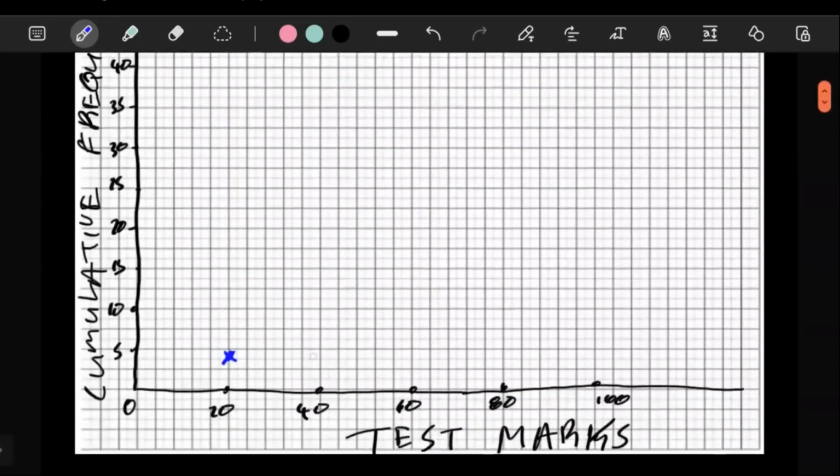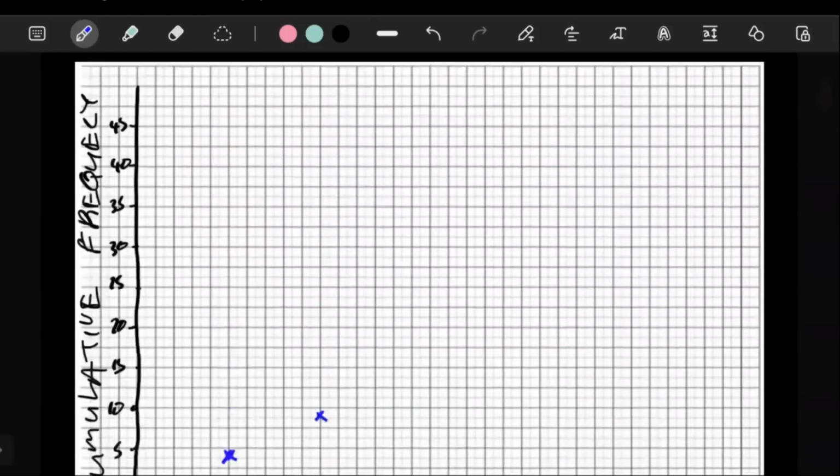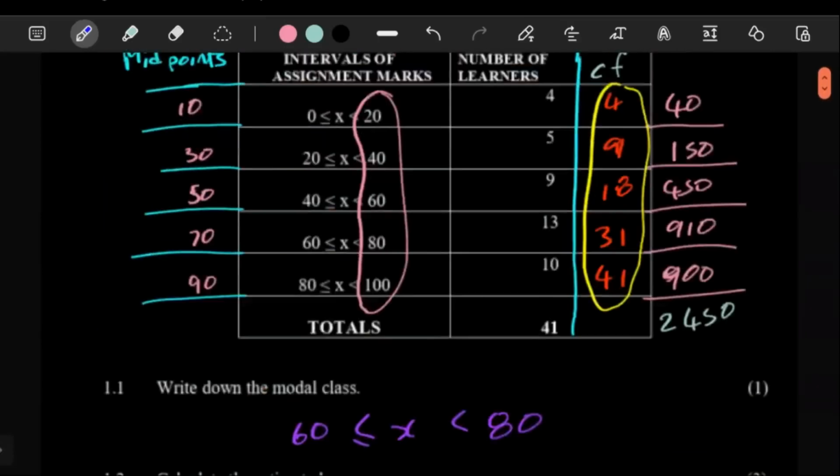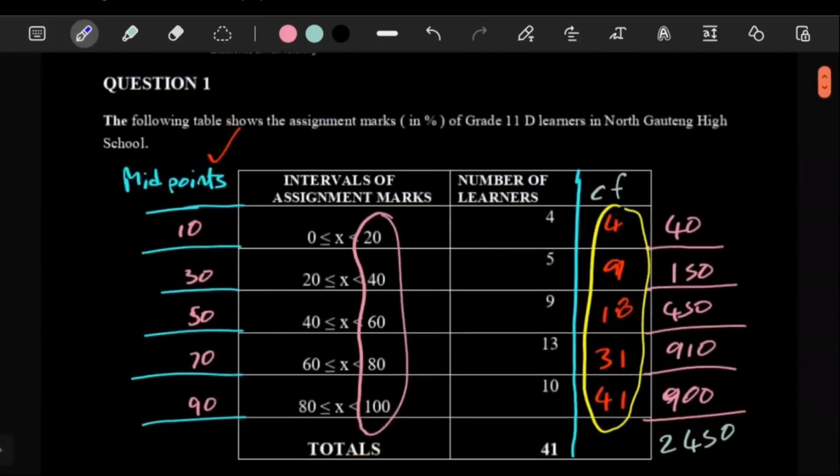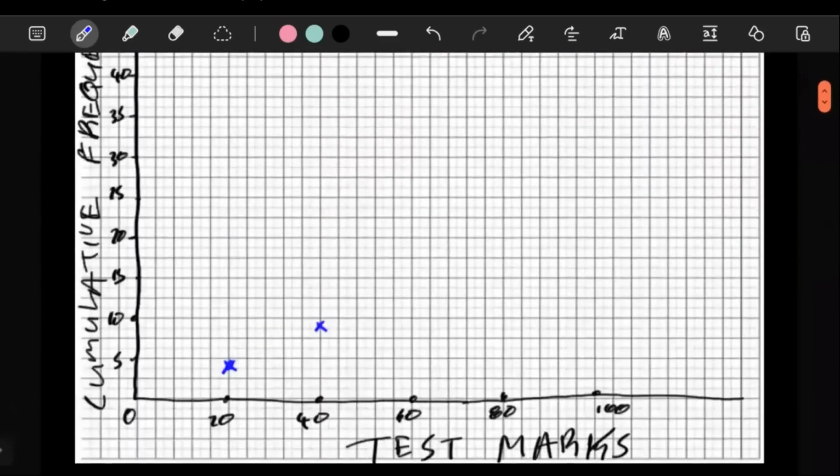40.9 goes just below this. And then you're gonna have the next one, what is it? 49, right? So the next one is gonna be 60 and 18. Let's see what 60 and 18 is going to be. That's like somewhere there.